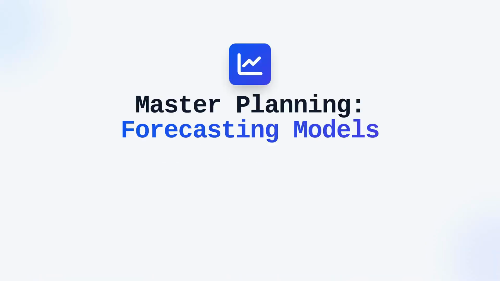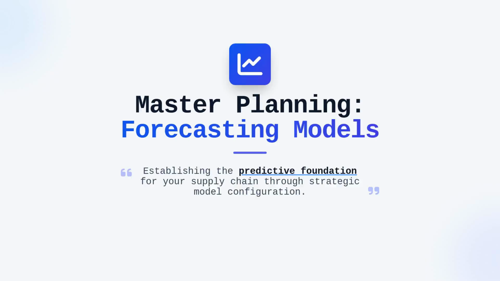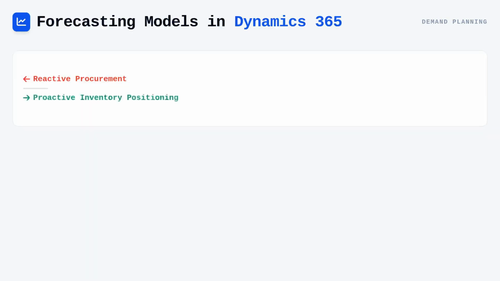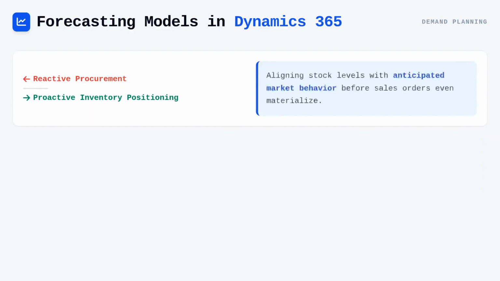Welcome back to our exploration of master planning. In this chapter, we will discuss forecasting models configuration to establish the predictive foundation for your supply chain. Forecasting models serve as the statistical backbone for demand planning within Dynamics 365 supply chain management. By leveraging these models, organizations transition from reactive procurement to proactive inventory positioning, aligning stock levels with anticipated market behavior before actual sales orders materialize.